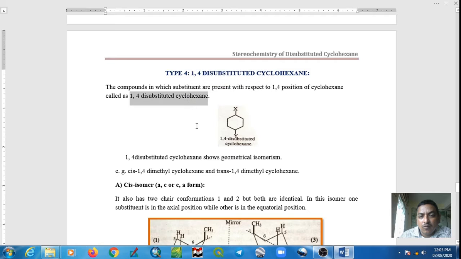Like 1,2 disubstituted cyclohexane and 1,3 disubstituted cyclohexane, this 1,4 disubstituted cyclohexane also shows geometrical isomerism, that is cis and trans isomerism. So 1,4 disubstituted cyclohexane shows geometrical isomerism. One is cis 1,4 dimethyl cyclohexane and the second one is trans 1,4 dimethyl cyclohexane. Let us talk about this cis 1,4 dimethyl cyclohexane.